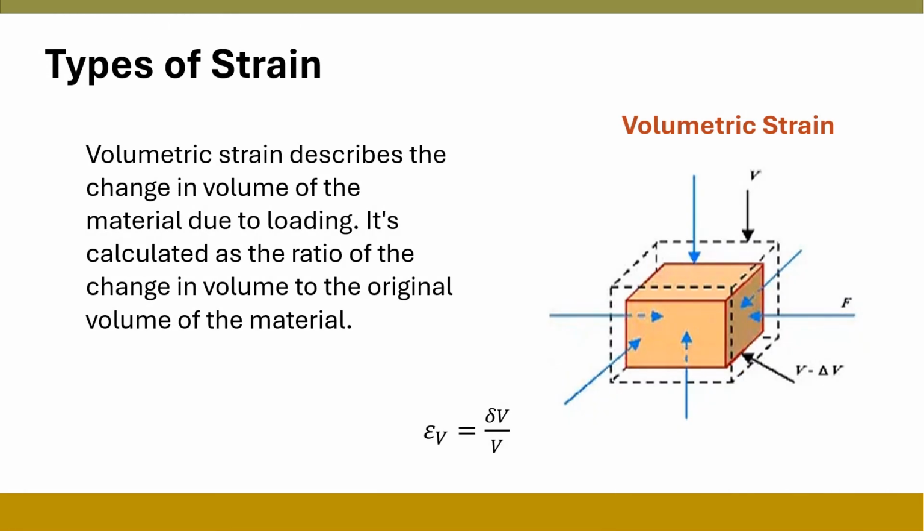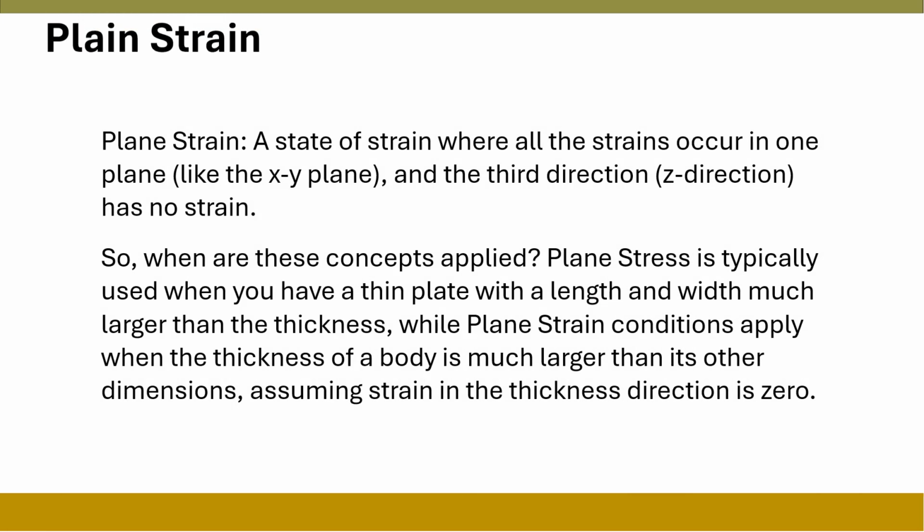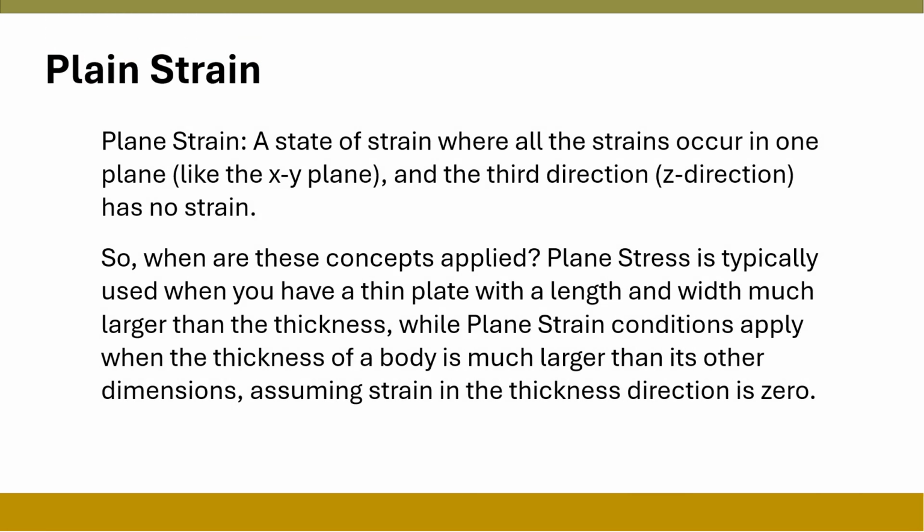Volumetric strain describes the change in volume of the material due to loading. It's calculated as the ratio of the change in volume to the original volume of the material. Plane strain is a state of strain where all the strains occur in one plane, like the xy plane, and the third direction, z direction, has no strain.